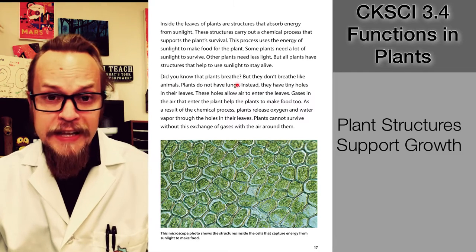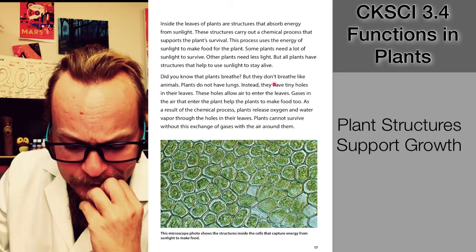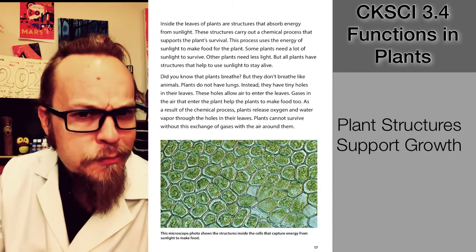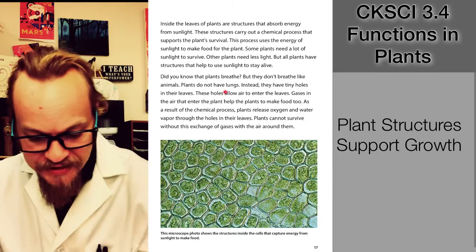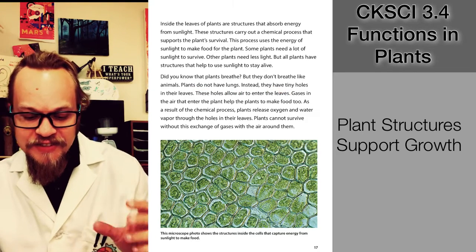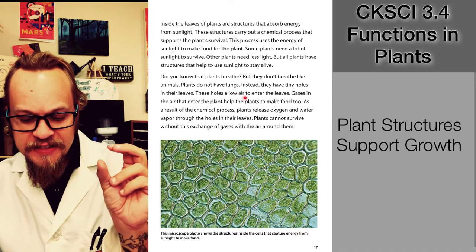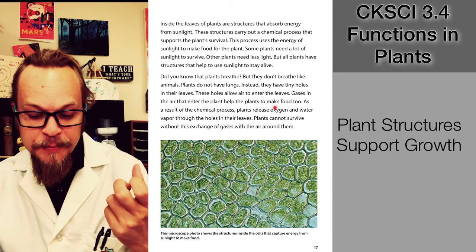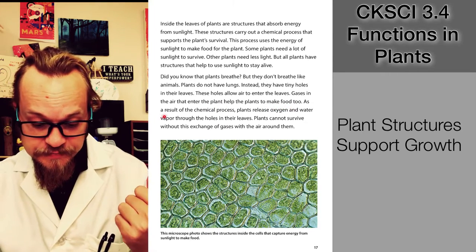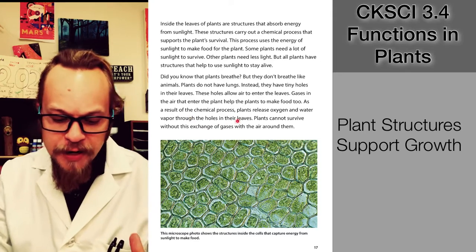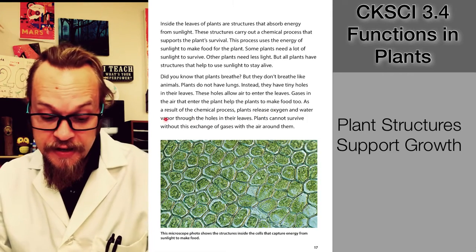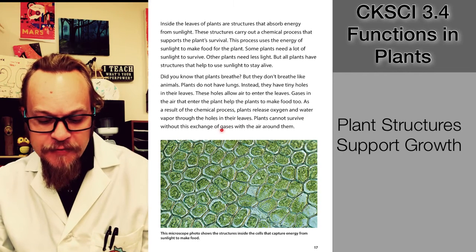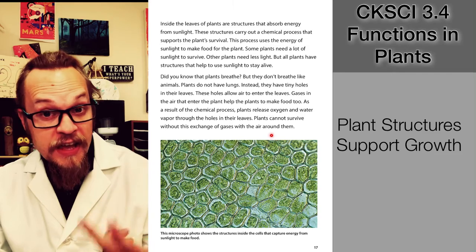Did you know that plants breathe? But they don't breathe like animals. They don't have lungs or gills. They have their own process. Plants do not have lungs. Instead, they have tiny holes in their leaves. These holes allow air to enter the leaves. Gases in the air that enter the plant help the plants to make food too. As a result of the chemical process, plants release oxygen and water vapor through the holes in their leaves. Plants cannot survive without this exchange of gases with the air around them.